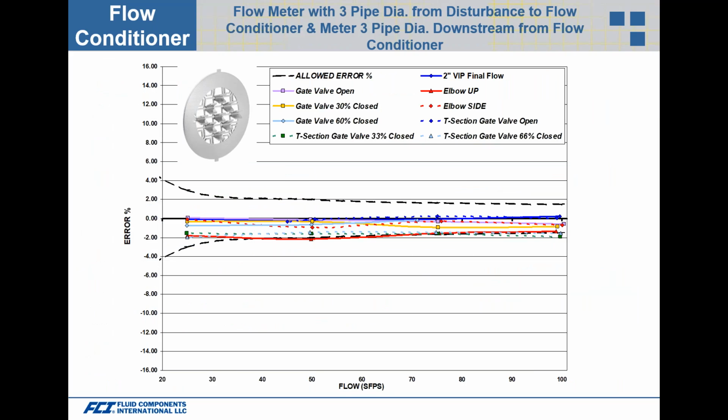But now if we install some kind of flow conditioning device 3 pipe diameters upstream from the flow meter, all those same disturbances on the previous slide are now brought within the accuracy statement of the flow meter, meaning that we've conditioned that flow to where it's a repeatable, highly accurate flow measurement, even with 6 pipe diameters upstream of a flow disturbance.